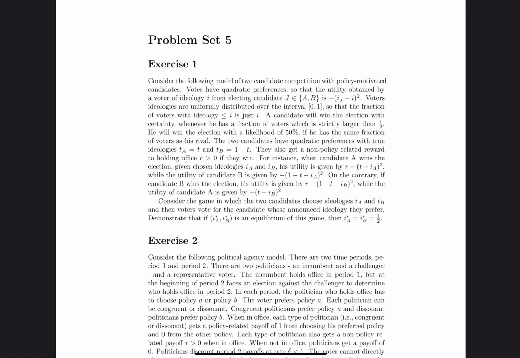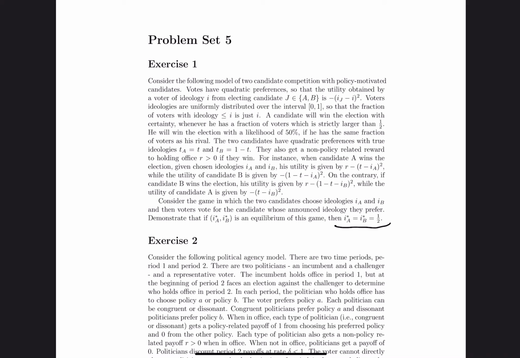Consider the game in which the two candidates choose ideologies IA and IB simultaneously, and then voters vote for the candidate whose announced ideology they prefer. Demonstrate that if (IA*, IB*) is an equilibrium of this game, then IA* = IB* = 1/2. So basically, what we want to show here is that the only possible equilibrium in this model is given by both candidates choosing ideologies equal to 1/2. They locate themselves on the ideology of the median voter.